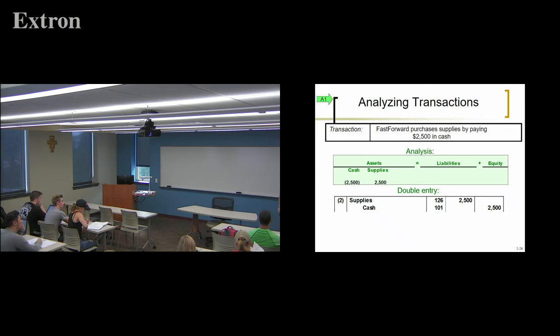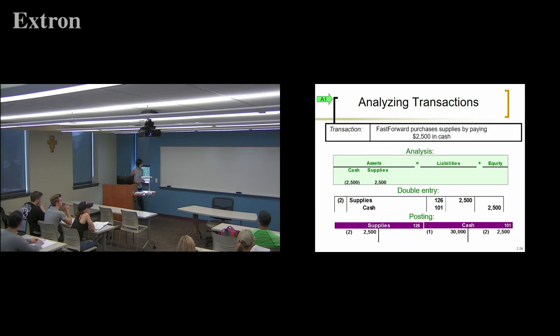So our entry in the journal is a debit to supplies. Remember, we put the debit, we write the account name as close to the margin as we can. We indent the credit, right? Because over here, the credit column is to the right of the debit column. The account numbers 126 and 101 indicate that those values have been transferred or posted to the T accounts. And there they are.